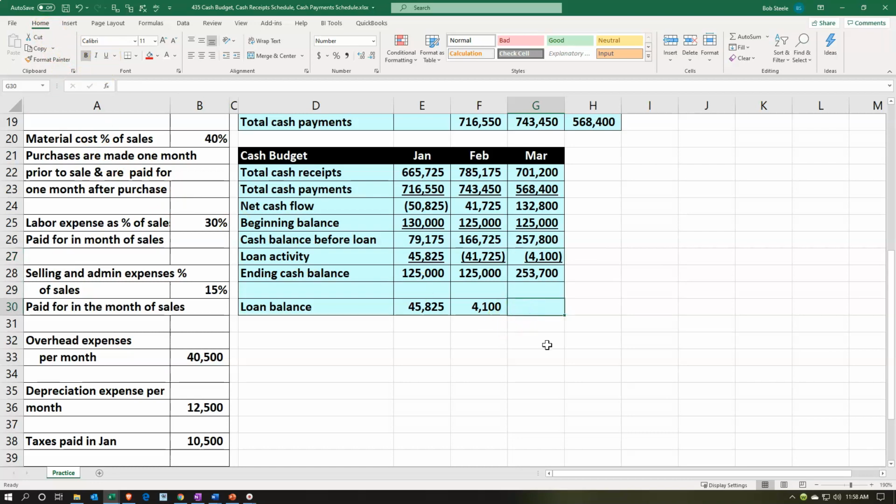And then we could say the loan balance equals the prior loan balance plus the activity of paying it down, the 4,100, bringing the loan balance down to 0. End of the day then, at March, our balance is at 253.7, and that loan balance is back down to 0. This is a good trend.